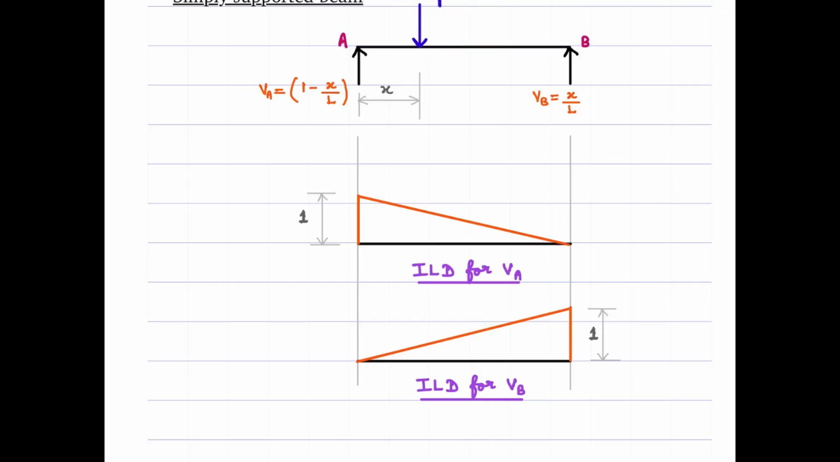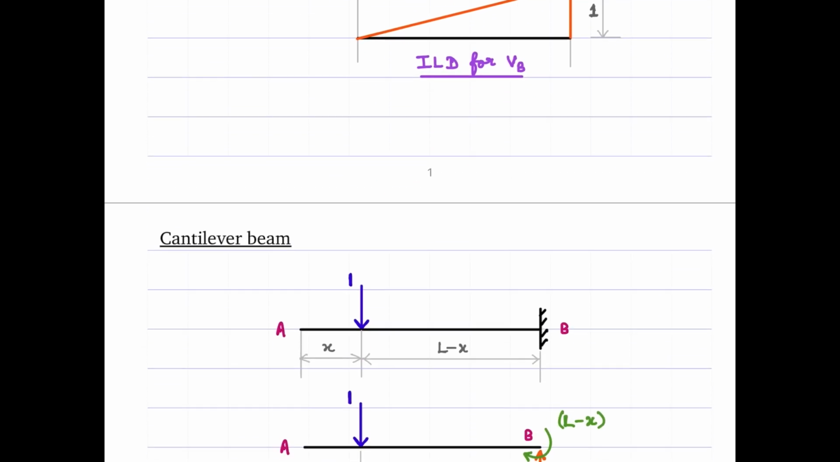Similarly, if I keep the unit load at the right extreme end, this support is going to take the entire share. So I need to go to that location and then see what is the ordinate. It's saying the unit load will produce a reaction of 1 unit to the right. Okay, that's how it works. So this is the case.